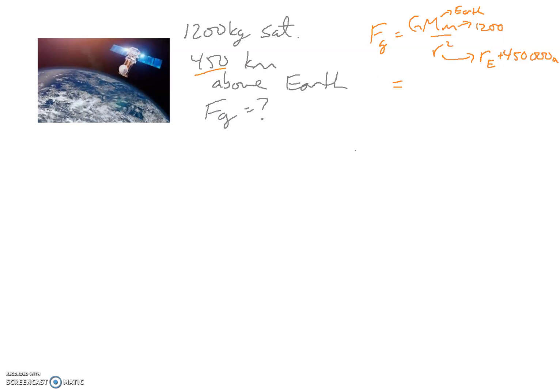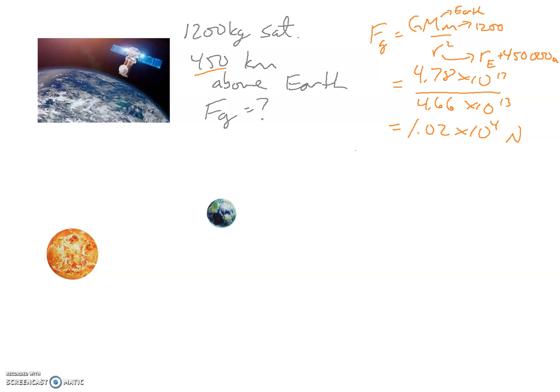So if we do that, the numerator, we should get about 4.78 times 10 to the 17. For the denominator, put in the radius of the Earth, add that, press equals, square it, and we should get about 4.66 times 10 to the 13. Then we can divide those two out, and we will get approximately 1.02 times 10 to the 4 newtons. So that would be the force of gravity between the two objects.